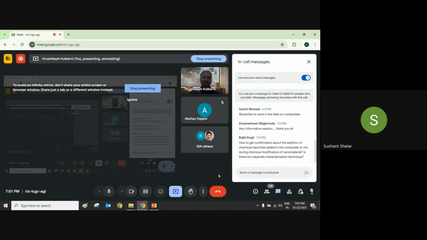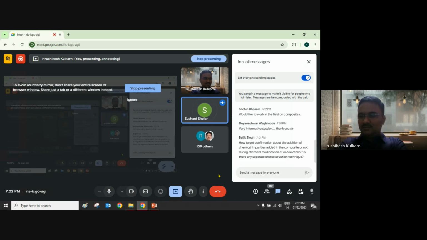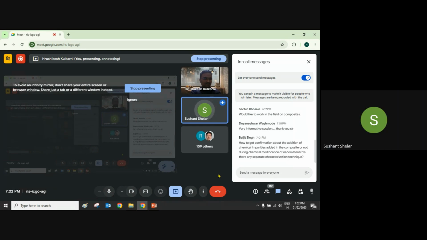Sir, there is one question in the chat box from Baljeet Singh. How to get confirmation about the addition of chemical impurities added in the composite or not during chemical modification of nanomaterial? Is there any separate characterization technique?